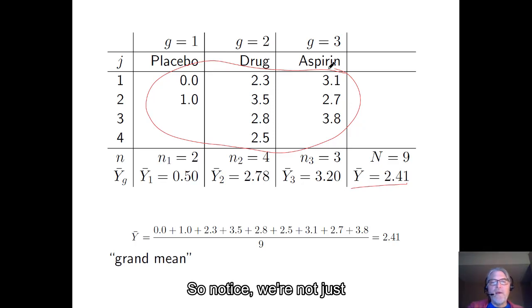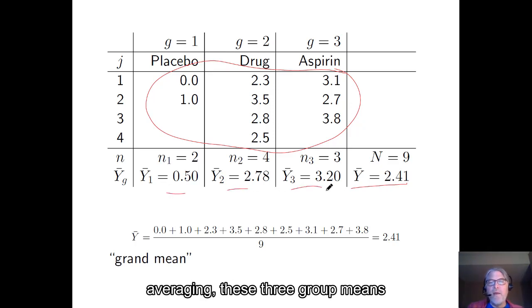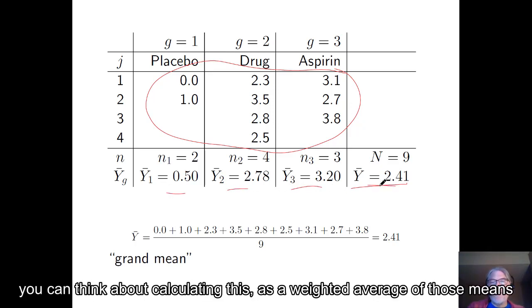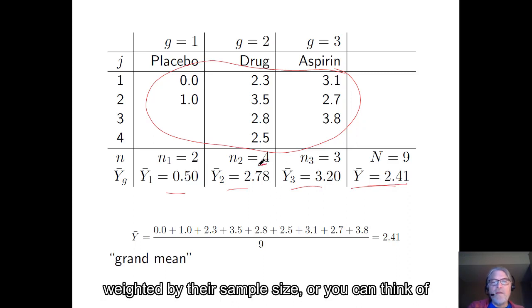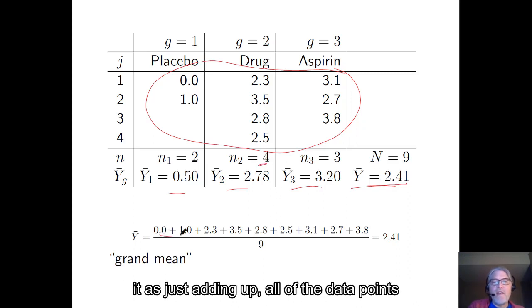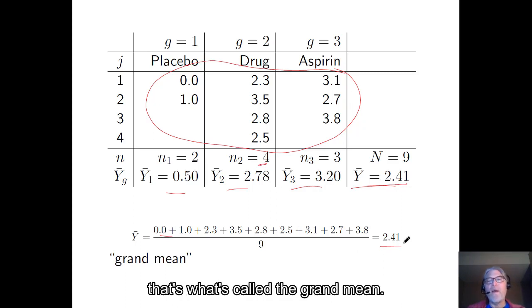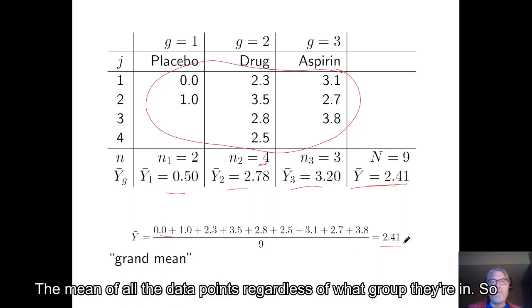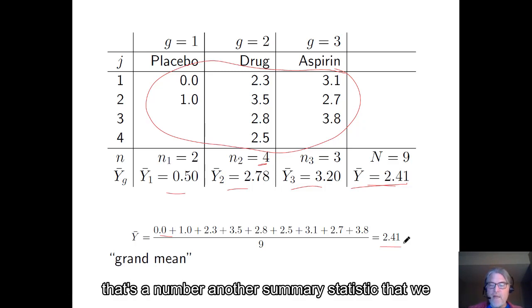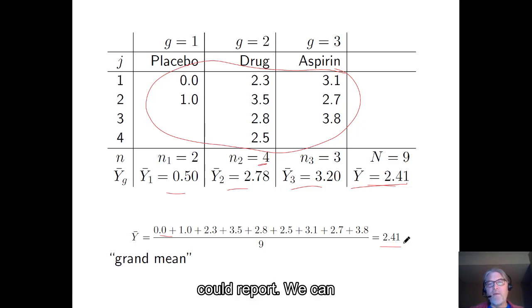So notice we're not just averaging these 3 group means. You can think about calculating this as a weighted average of those means, weighted by their sample size, or you can think of it as just adding up all of the data points, dividing by 9, and getting 2.41. So that's what's called the grand mean, the mean of all the data points regardless of what group they're in. So that's another summary statistic that we could report.